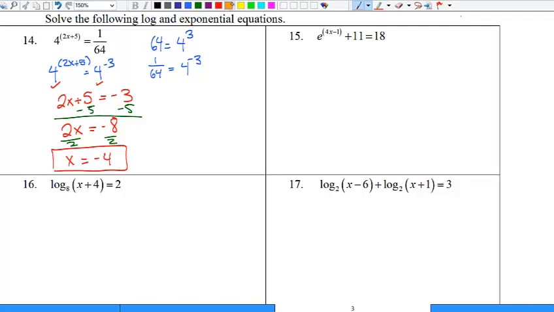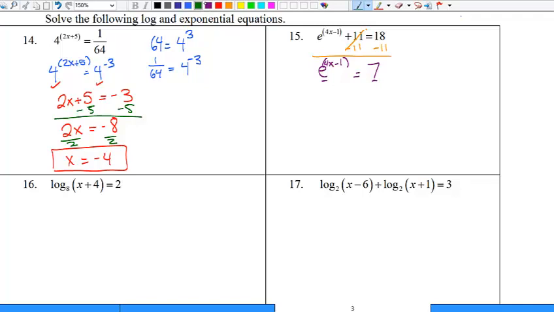Now on number 15, the base is e and the other numbers are 11 and 18. I don't think they're going to have a common base like number 14, so we're going to have to use a different method. First of all, I can move the 11 over to the right side, and that gets me e to the 4x minus 1 equals 18 minus 11, and that's 7, okay? Again, at this point, e and 7 are never going to have a common base. No matter what you do to it, they're not going to share a common base there. So I'm going to have to use a different method.